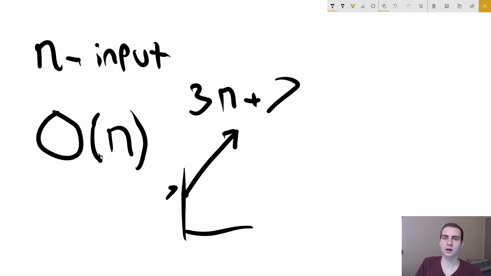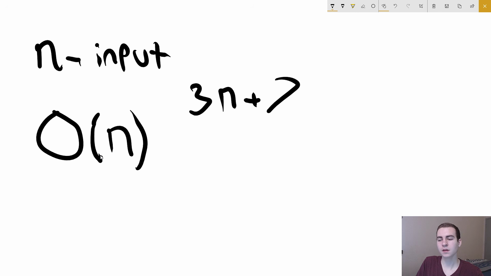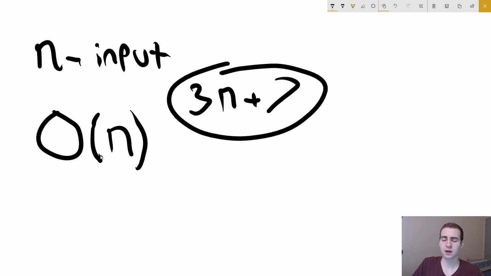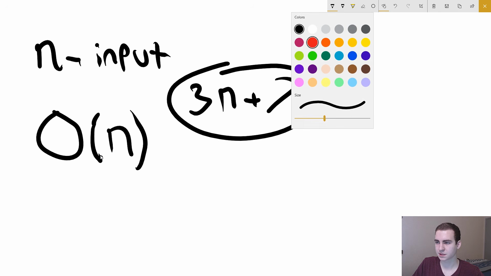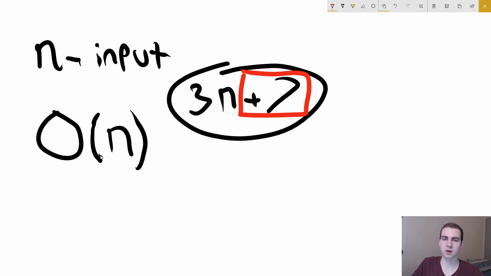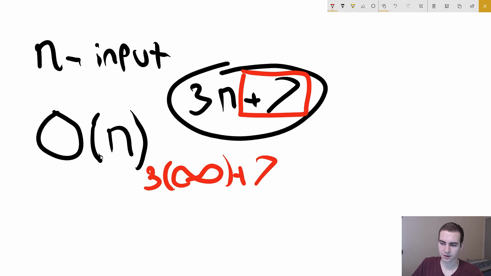Now, we only care about massive input sizes. So if we have a function that looks something like 3n plus 7, we can actually simplify this. What we can do is remove all of the constants. Now, what's a constant? A constant is something that doesn't change, that stays the same. So let's have a look at this plus 7. This is a constant. Whatever the size of n is, n could be infinity, we're going to do that times 3, so 3 times infinity plus 7.